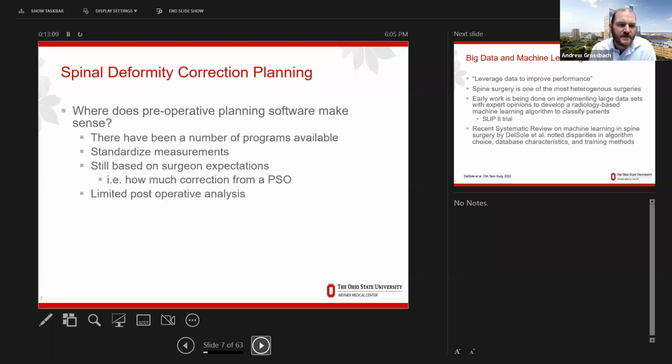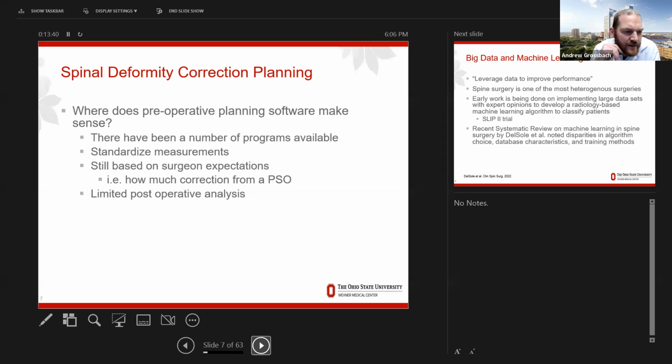For a number of years, there's been some preoperative planning software, and I've played around with a couple different programs and just didn't feel like they made a whole lot of difference. It's kind of the same measurements I was doing. The goal of this is, of course, to standardize the measurements. A lot of these are still based on surgeon expectations. So if I'm planning an L4 pedicle subtraction osteotomy and I say I'm going to get 35 degrees there, then it says, okay, 35 degrees here.